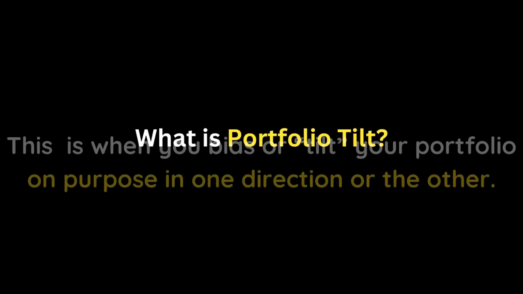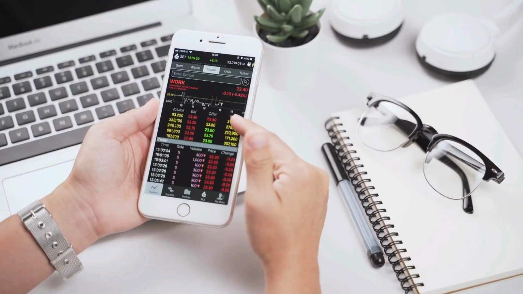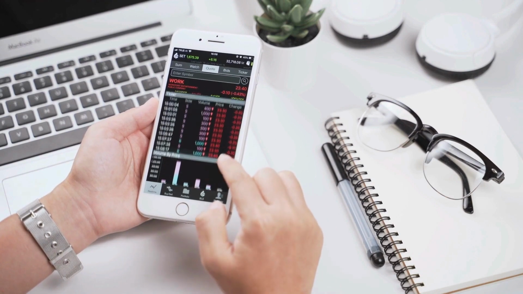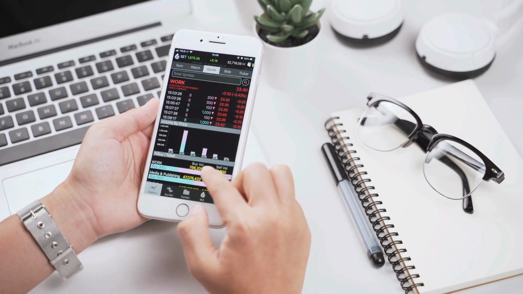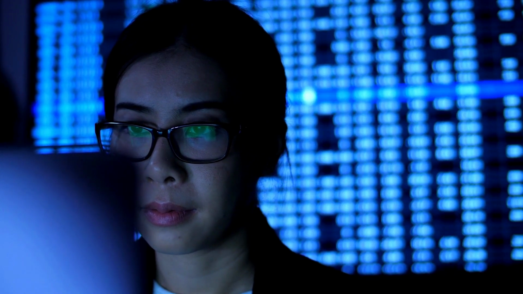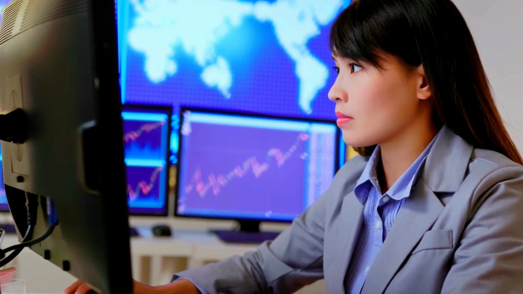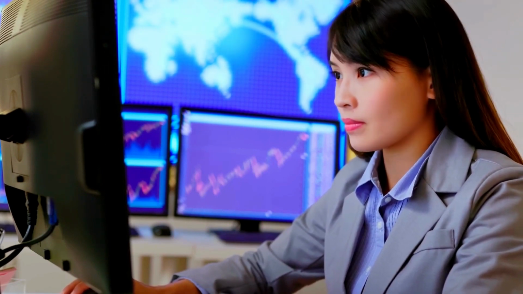Number 4. Portfolio tilt. What is portfolio tilt? This is when you bias or tilt your portfolio on purpose in one direction or the other. For example, if you wanted your portfolio to be most exposed to the technology sector of the stock market, you would want to invest in more than one ETF with overlap in the tech sector. But in general, portfolio overlap should be avoided by most people who just want a well-balanced portfolio that grows steadily with the least amount of risk.